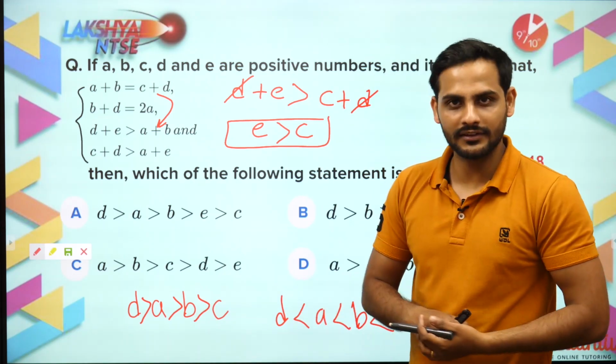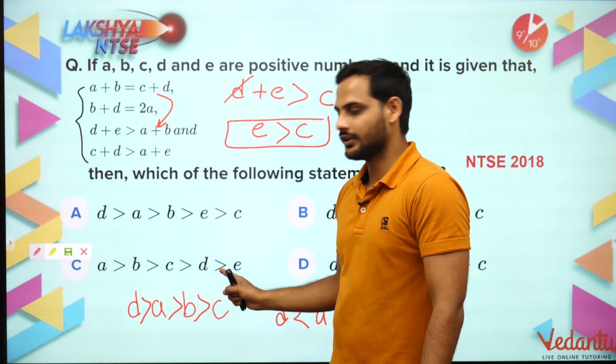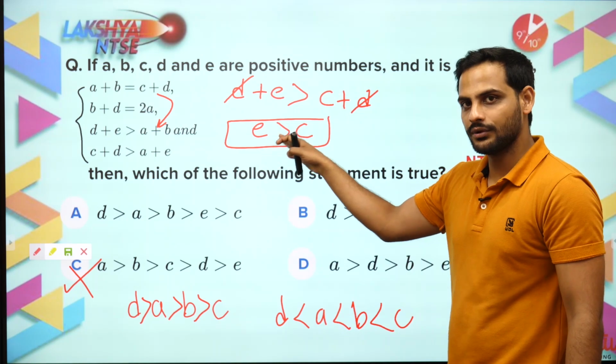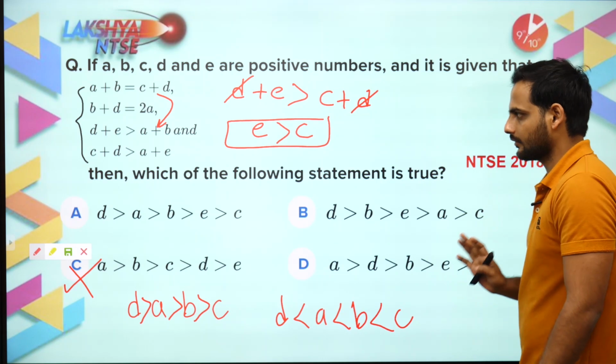E should be greater than C, bacho. If you look carefully here, you can see C is shown greater than E. So option C is wrong, because I know E has to be greater than C. Here E is greater than C. Here E is greater than C. Here E is also greater than C.